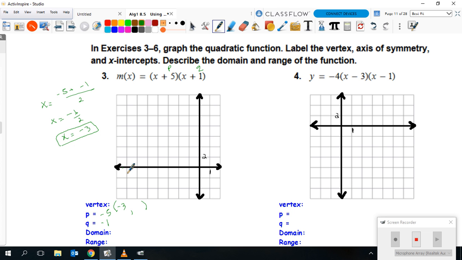It's going to go right down through negative 3. So if this is 1, negative 1, negative 2, negative 3, here's my axis of symmetry. You can even draw that kind of dashed line going along there at the negative 3 point.